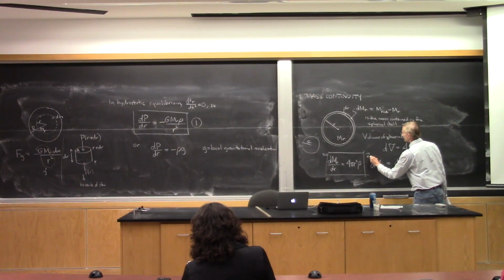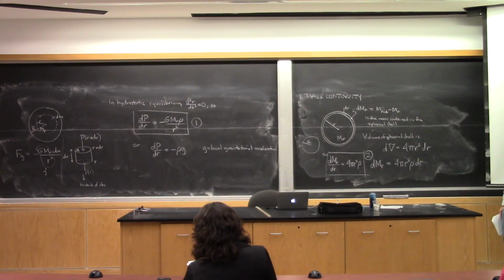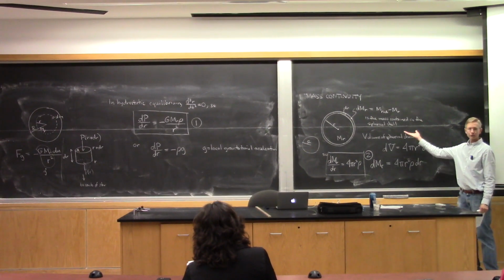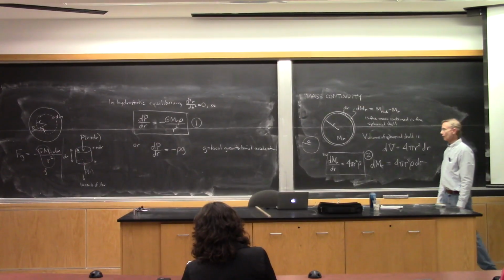That gets the designation equation number 2. That's the second equation of static stellar structure. So we've got 2 differential equations so far, one for dP/dr, one for dm_r/dr. And again, this one just drops right out, right? Nothing too complicated about this one, I hope.